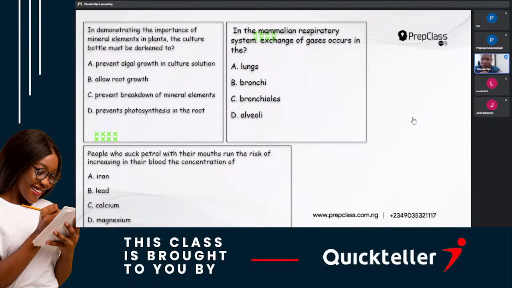So the answer is A, prevent algal growth in culture solution. So the next question, number 4.